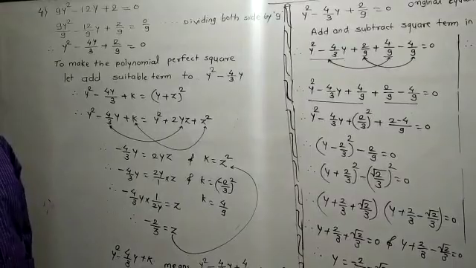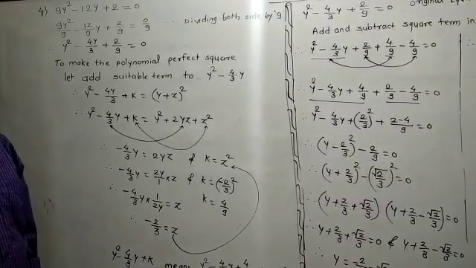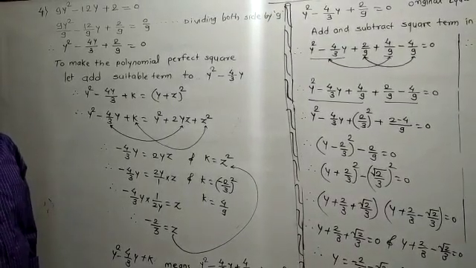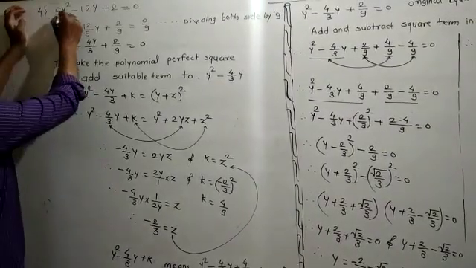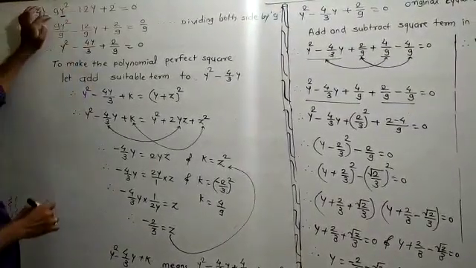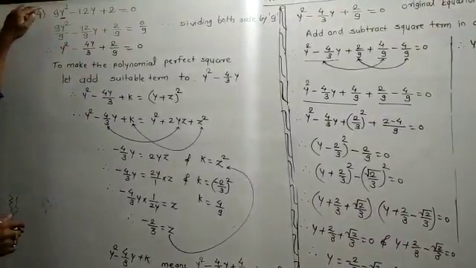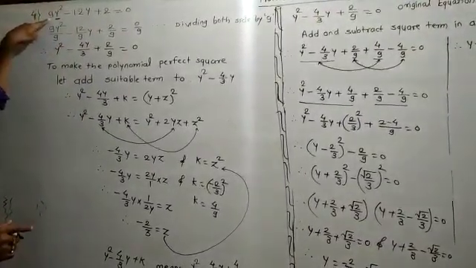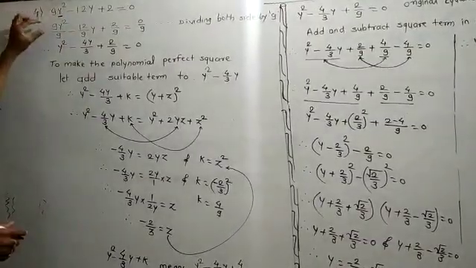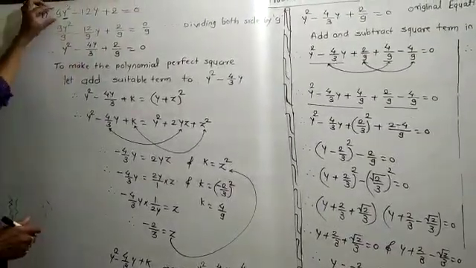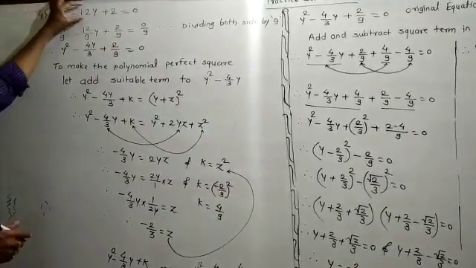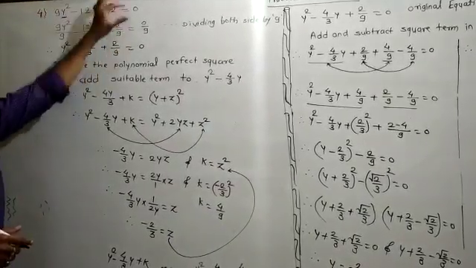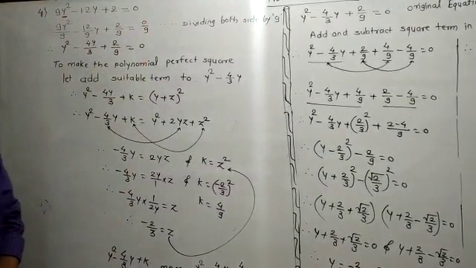The second rule is that you make the coefficient of the square term 1. Here the coefficient of the square term is 9. If you want to convert this into 1, you have to divide both sides by 9. If you want to remove this 9, divide 9y square by 9, 12 by 9, and 2 by 9, 0 by 9. Divide both sides by 9.